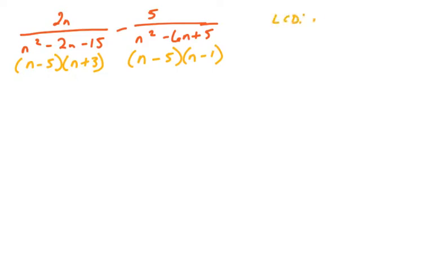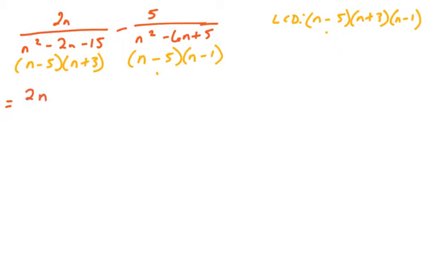Again, I'm going to write both factors from my first fraction and then see what else I need in the second. N minus 5, we have one of those, but n minus 1 we do not have, so we have to add that. So we have 3 factors that will make up our least common denominator. So now we have to rewrite these fractions so they have the same denominator.